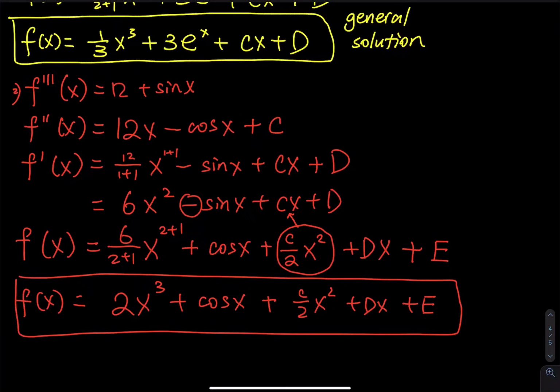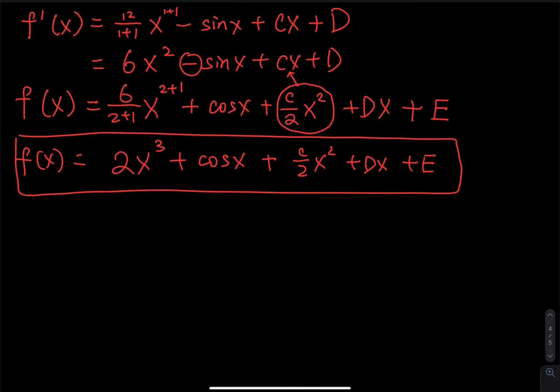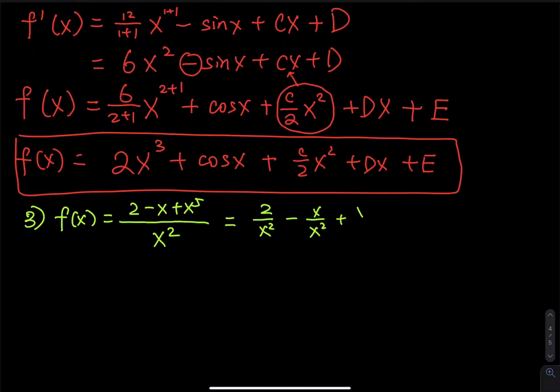Let's move on to number 3. We switch color for number 3. Number 3, we have f of x equals 2 minus x plus x to the 5th, divided by x squared. So first, let's break this down into three fractions: 2 divided by x squared, minus x divided by x squared, plus x to the 5th divided by x squared. And then we break this down into three pieces. So the first piece is 2 divided by x squared.